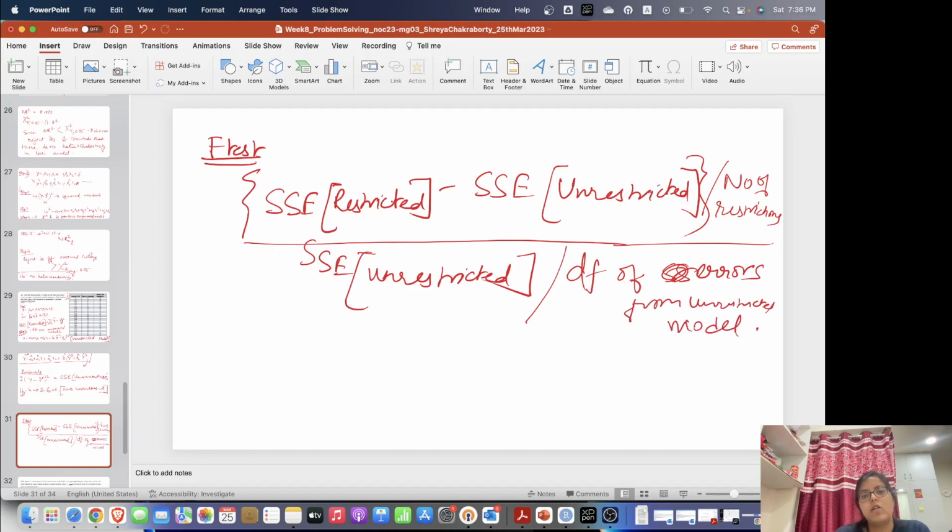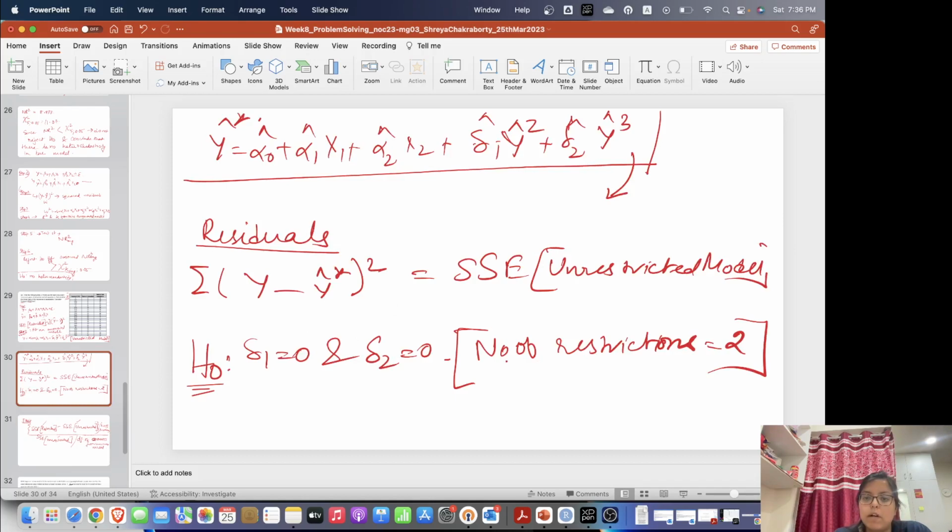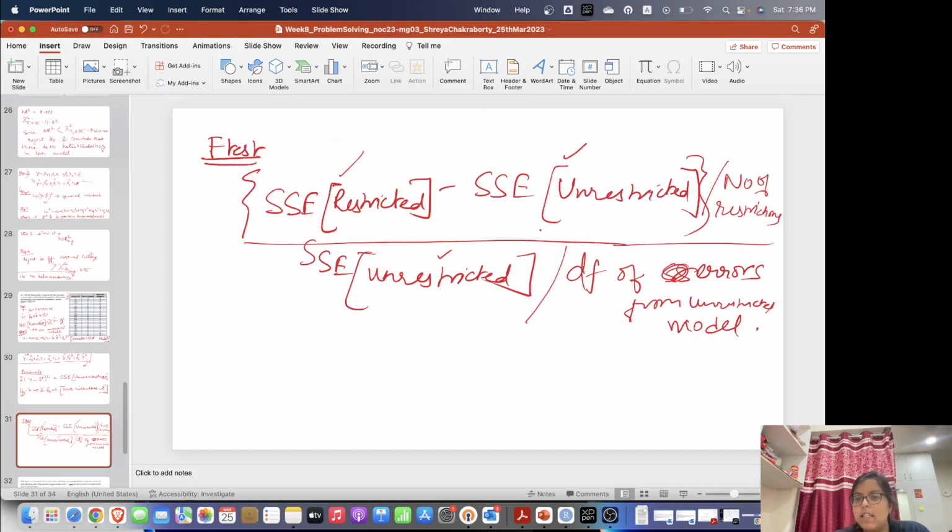Okay, so let us assume I have the information, these figures I have. The main thing to calculate is the degrees of freedom of error from the unrestricted model. So we have already seen we have two restrictions, so we know that this degrees of freedom will be 2. Now we have to find out the degrees of freedom of errors in the unrestricted model.